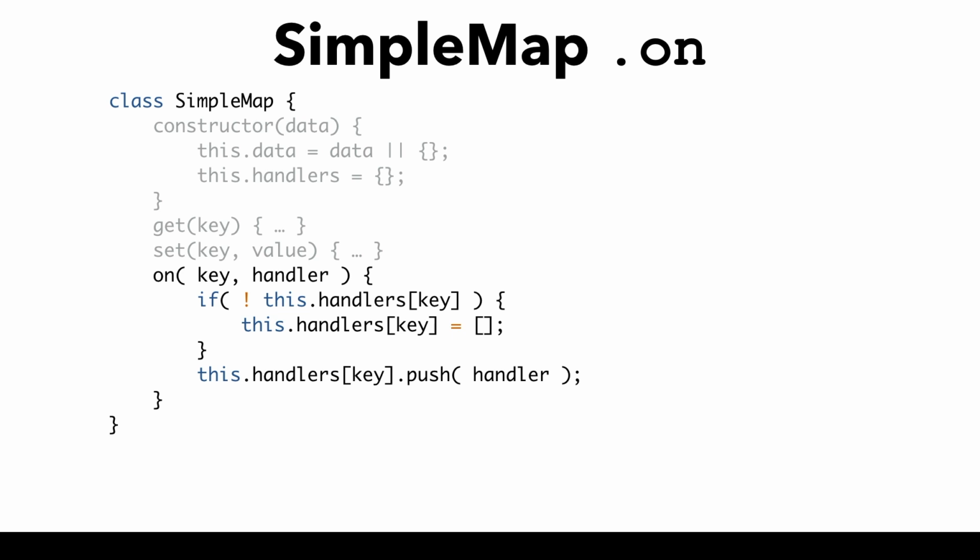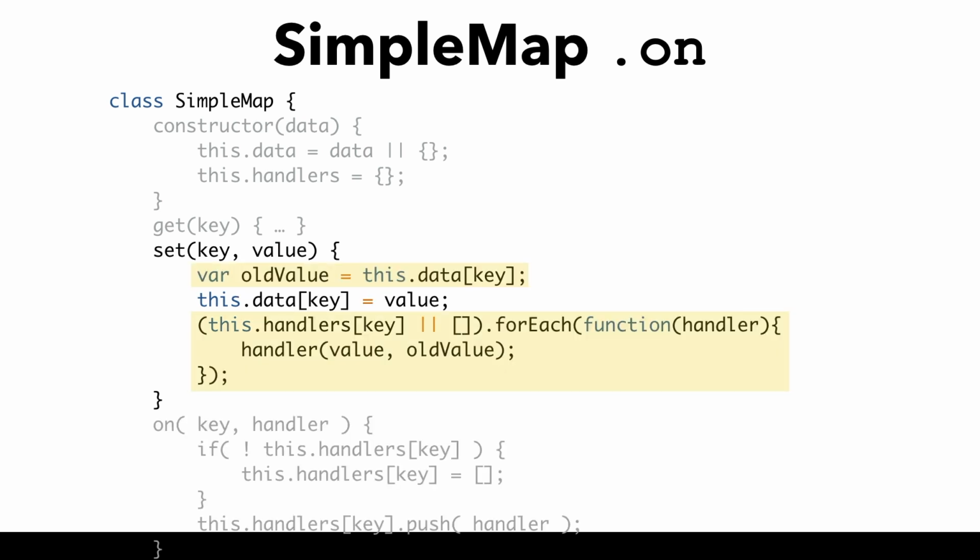Notice this code checks if an array of handlers does not exist for the key. If it doesn't, an array is created. Then the handler is added to the handlers array for that key. To fire handlers, we change set to loop through the handlers for the key being changed and call each handler for that key.